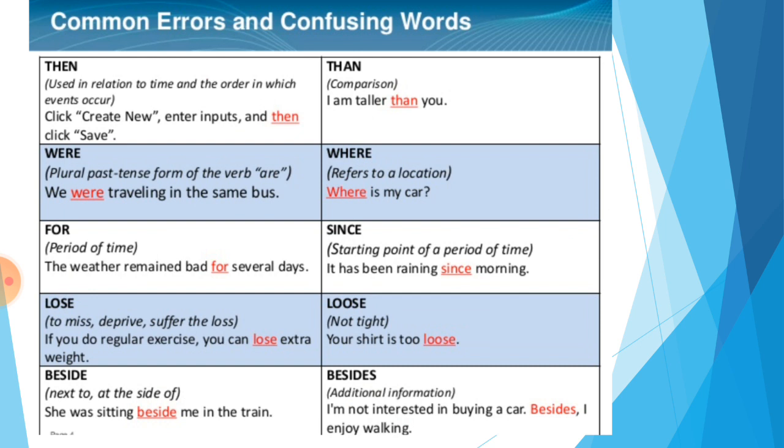WERE, WHERE. Were is used for past tense, the plural past tense form of the verb are. Were is the past tense of are. Example, we were traveling in the same bus. And WHERE refers to a location. Example, where is my car?